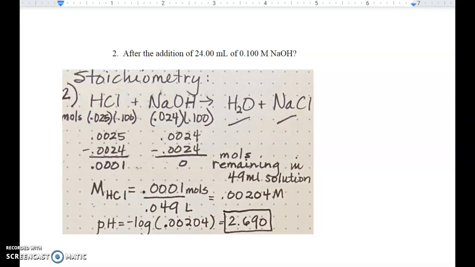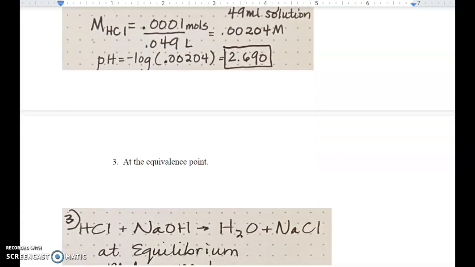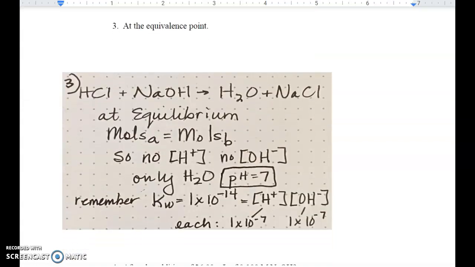So then we have to recalculate the new molarity of the remaining HCl, moles over liters, which gives me 0.00204 molarity, or concentration, and then we plug that into pH equals negative log, and we get 2.690. And that's all because we had strong acid remaining. Okay, so now we're going to go on down to what happens at the equivalence point.